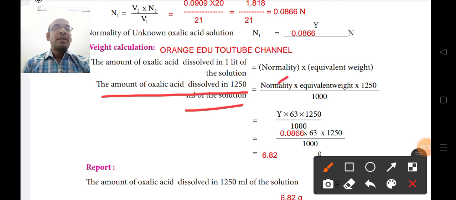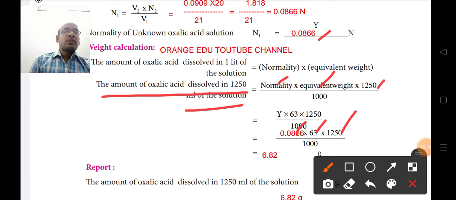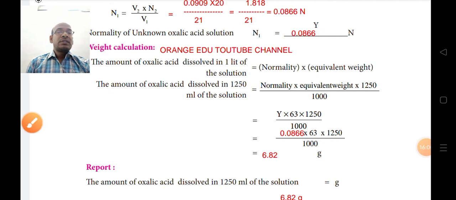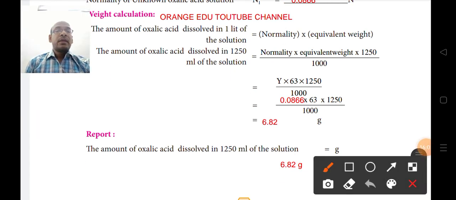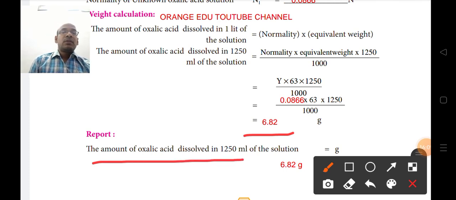Normality is calculated from titration 2. Therefore, substitute the equivalent weight of oxalic acid. The major point is the equivalent weight of oxalic acid. You take care at this point. 1250 ml is given in the question paper, 1000 ml is from the formula. Therefore, substitute all these values. We get the amount of oxalic acid dissolved in 1250 ml of the solution as 6.82 gram.